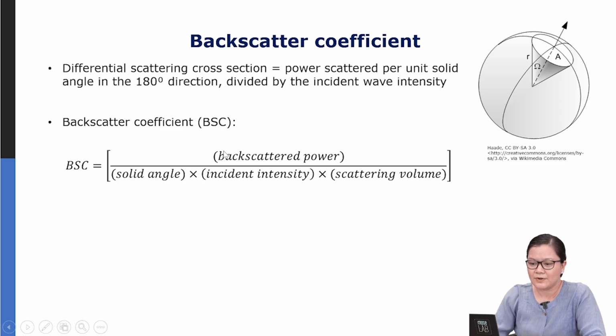And the backscatter coefficient can be quantified by this expression, wherein you have the backscattered power in the numerator divided by the solid angle times the incident intensity of the wave, as well as the scattering volume. And this scattering volume just represents the region of interest in your tissue that you are looking at, which you are getting the backscatter signal from.